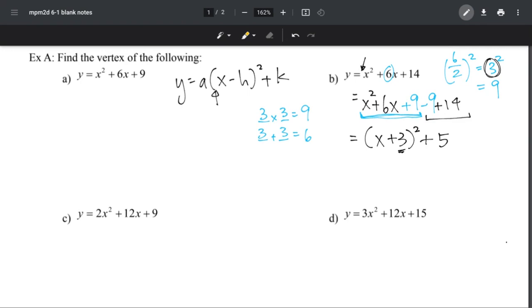Okay, and now I'm in factored form. Or sorry, not factored form, vertex form. So I can find my vertex. It says find the vertex. So just like before, finding the vertex: inside the brackets, change the sign. Outside the brackets, keep it the way it is. My vertex is (negative 3, 5).